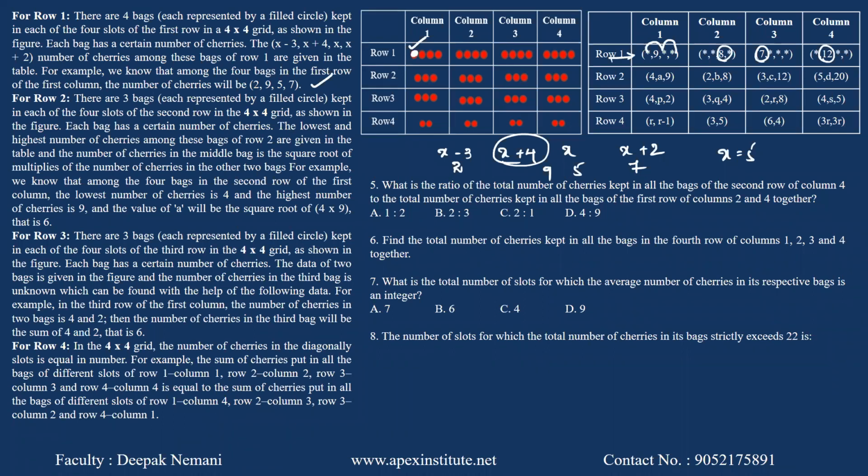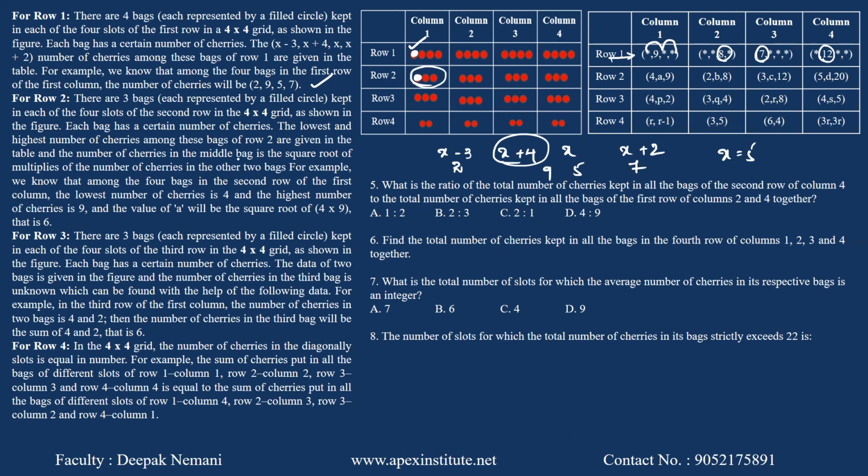Now for row 2, there are 3 bags in each cell, kept in each of the 4 slots of the second row in the 4 by 4 grid as shown in the figure. Each circle here also represents 1 bag, and each bag has a certain number of cherries. The lowest and highest number of cherries among these bags of row 2 are given in the table. So 4, 9: 4 is the lowest number of cherries and 9 is the highest number of cherries in these 3 bags.